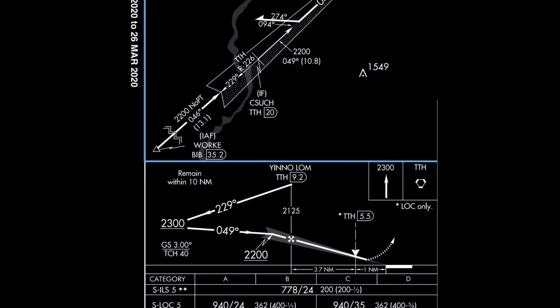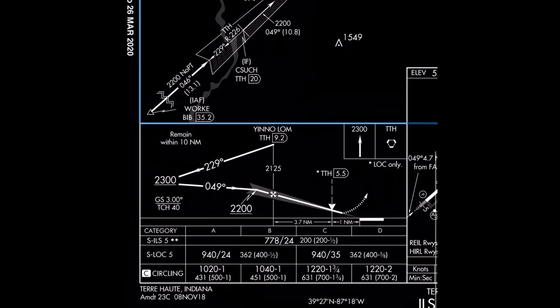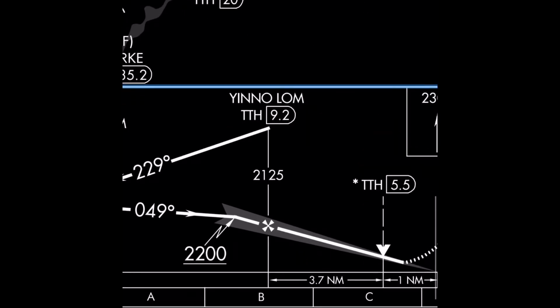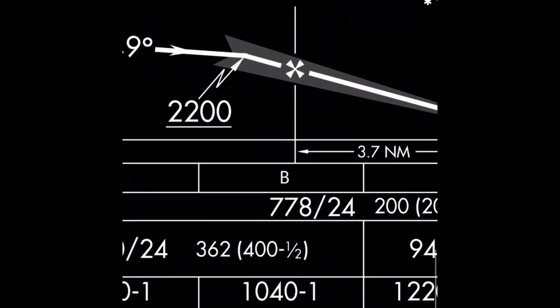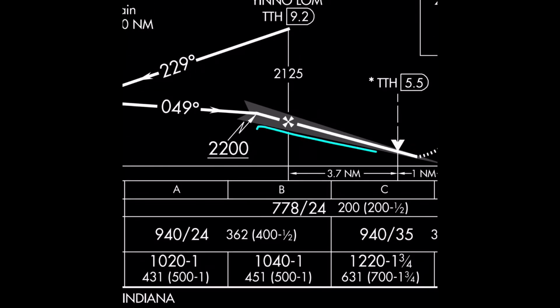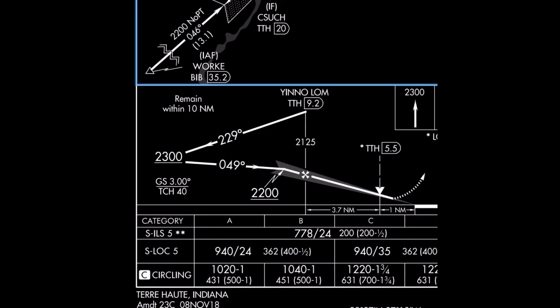So once the localizer, if we're using the localizer only, we'd go to and then descend to our MDA of 940. However, if we're doing the ILS, we'll descend to our decision altitude of 778 feet via the glide slope from this point here. So lastly, we descend past the glide slope, or past the final approach fix at 2,200, down to our decision altitude of 778 feet. Once we hit that decision altitude, right, that's the point at which we go missed. That's our missed approach point.